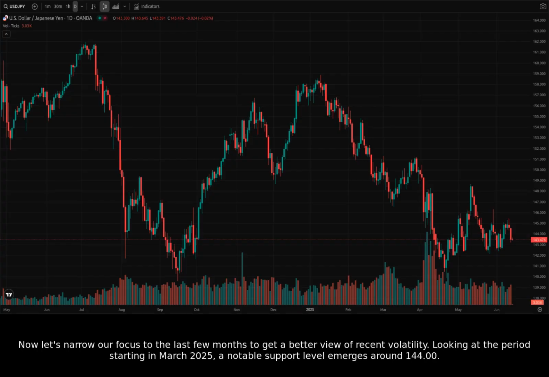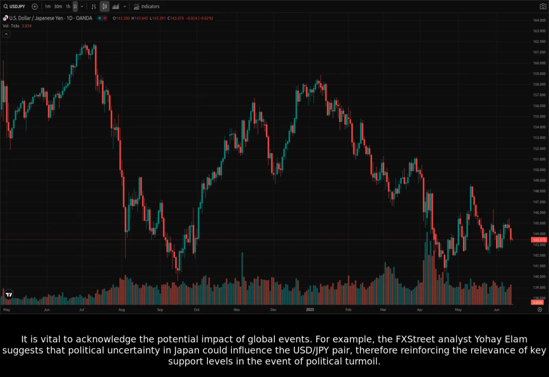Now let's narrow our focus to the last few months to get a better view of recent volatility. Looking at the period starting in March 2025, a notable support level emerges around 144.00. It is vital to acknowledge the potential impact of global events. For example, the FX Street analyst Yohei Elam suggests that political uncertainty in Japan could influence the US dollar to Japanese yen pair, therefore reinforcing the relevance of key support levels in the event of political turmoil.